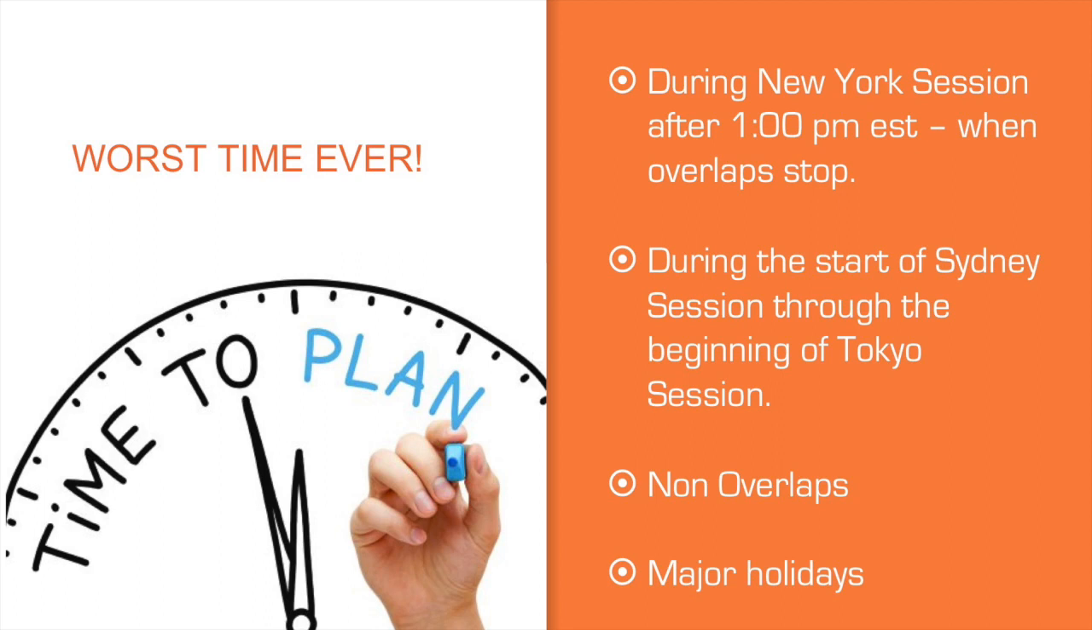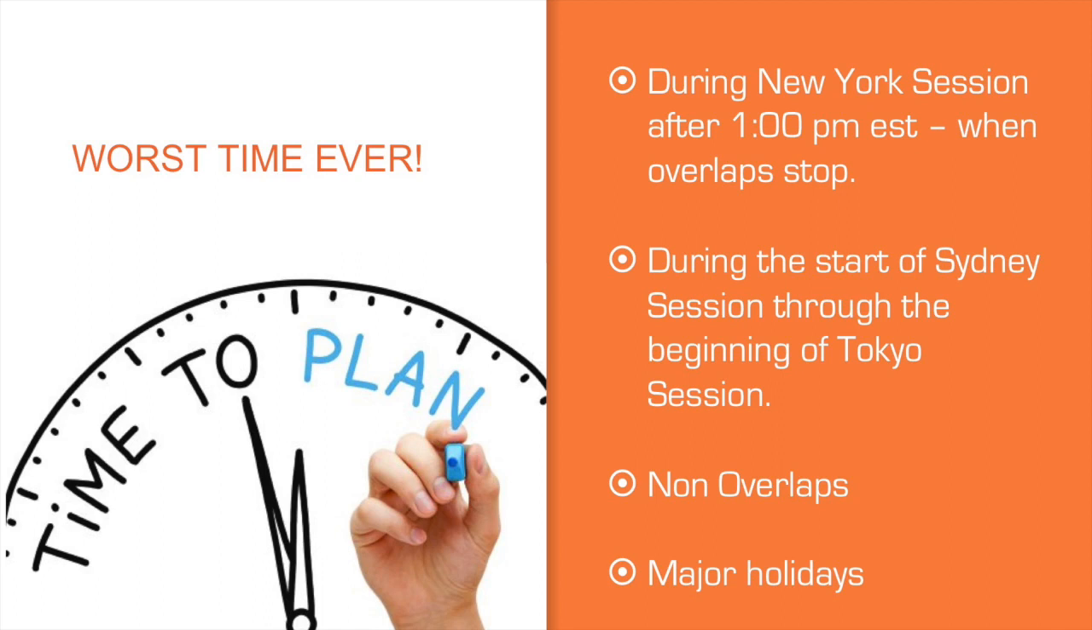Also, during the start of the Sydney session, that is not a good time. So when the New York session closes and the Sydney session opens, poor time to look for trade setups. This goes all the way through to the beginning of the Tokyo session. So pretty much the entire Asian session is really just not a great time to be looking for major moves. And then when there's no overlaps at all, you can just count that out.